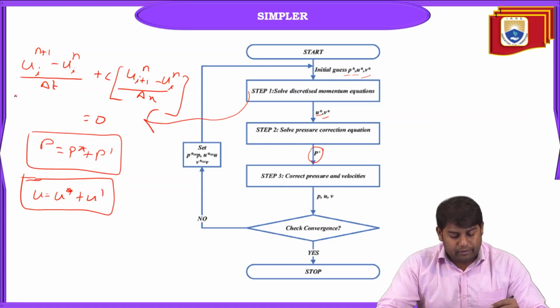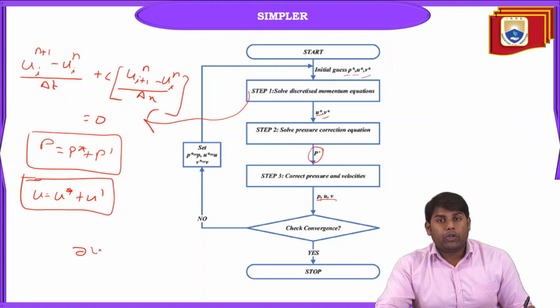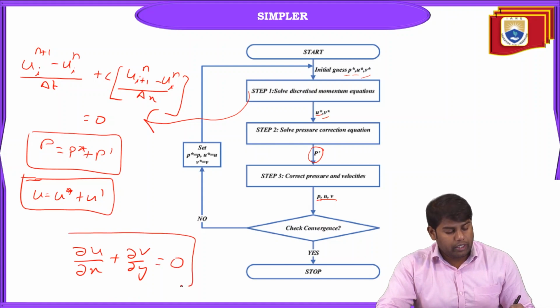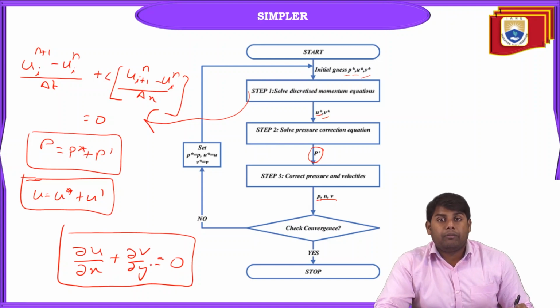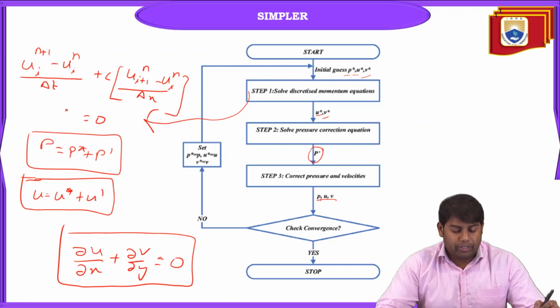Then we use the actual velocities and pressure that we obtain in the continuity equation. What is the continuity equation? We have dou u by dou x plus dou v by dou y equal to 0. This is for 2D incompressible flow. Here we substitute and see whether it becomes perfectly equal to 0 or whether there are some residues. This is the PDE which I have written.